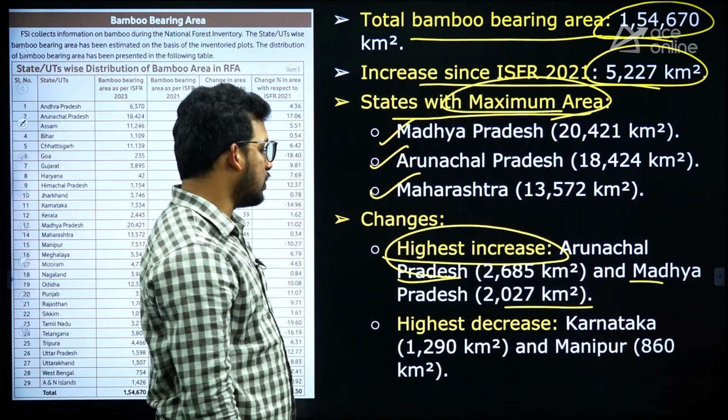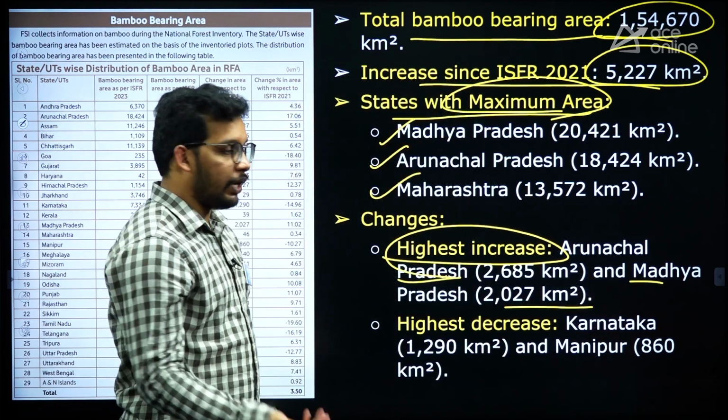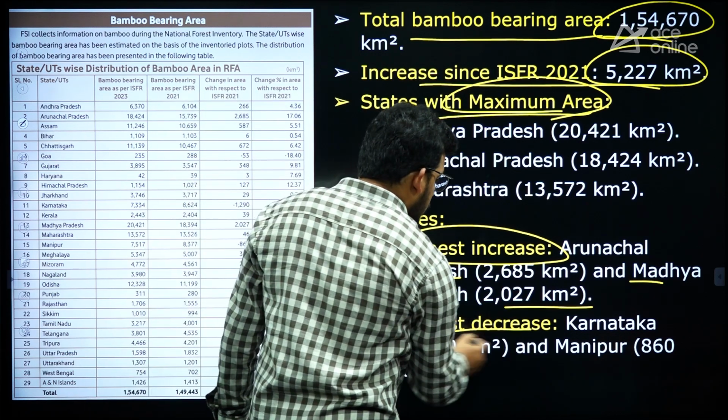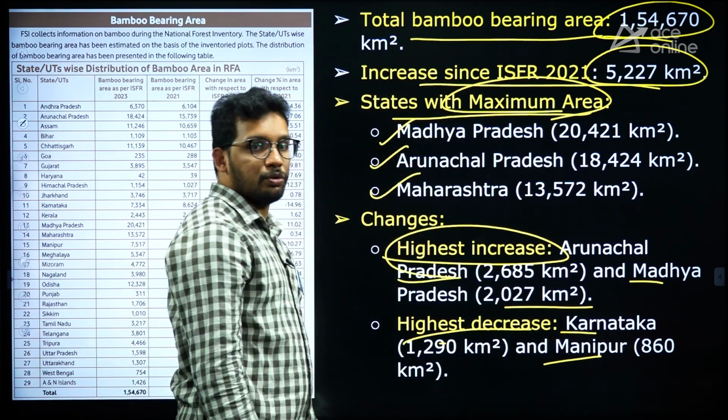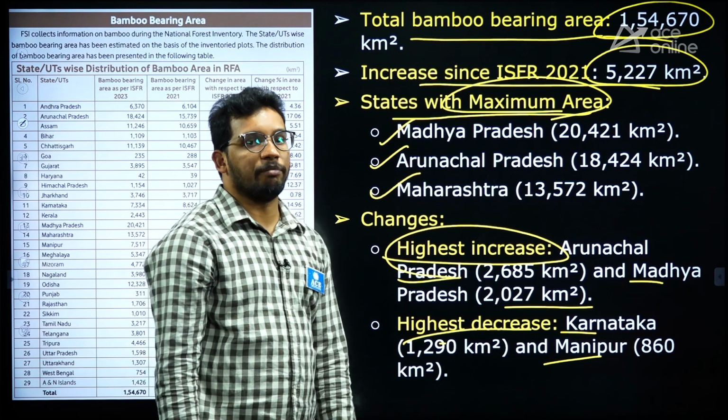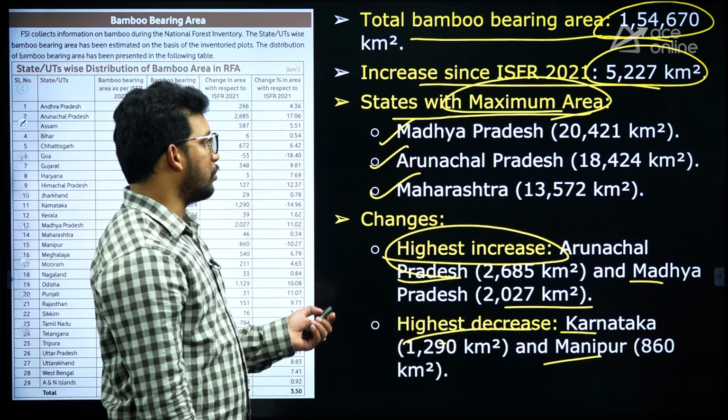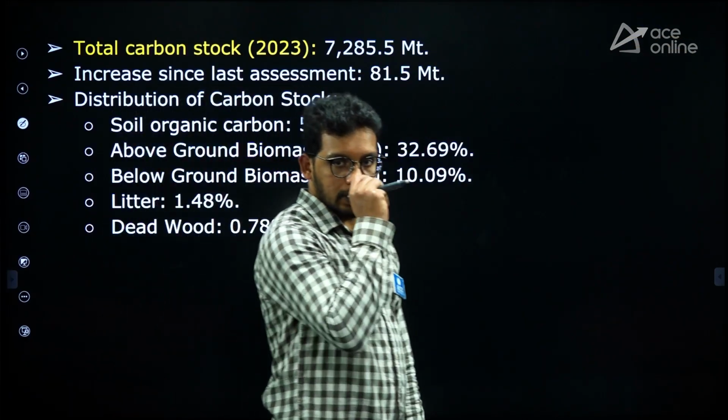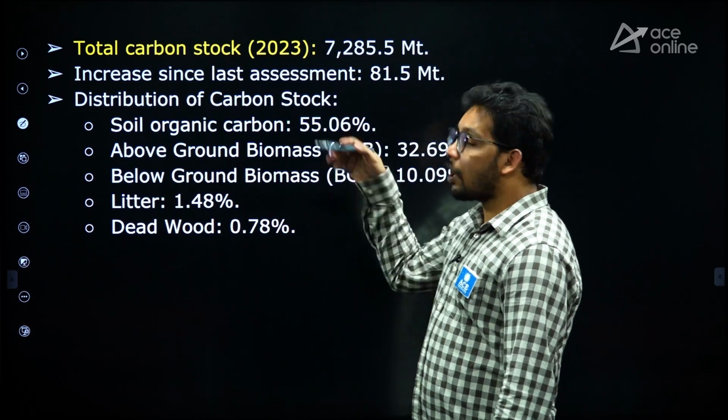These two states have seen the highest bamboo increase, whereas the decrease was seen by Karnataka and Manipur, top two states with the decrease of mangrove cover, that is Karnataka and Manipur. So you have to remember these things. Fine. Now total carbon stock.